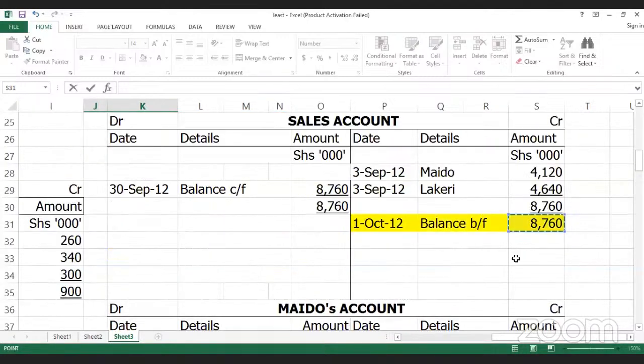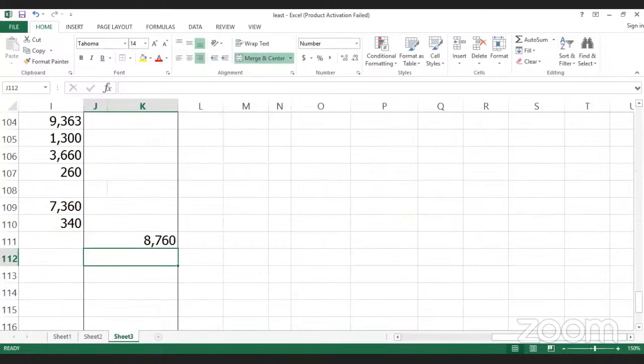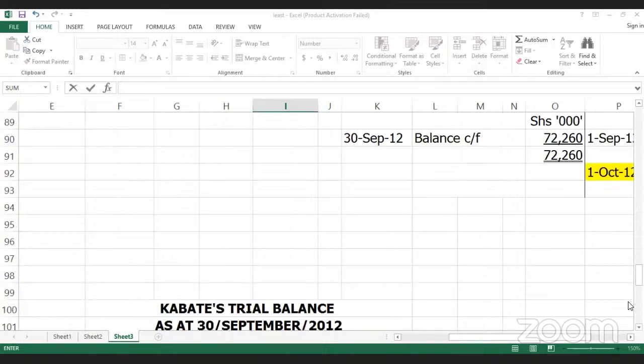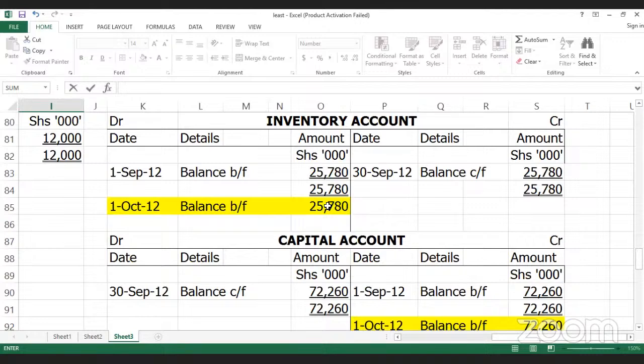$876 credit. Inventory, it's a debt. Inventory. Alicia, the noise in the background. So inventory, $5,780 debits.